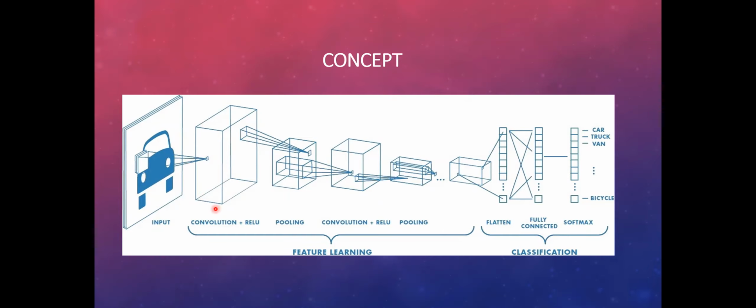So the convolution and ReLU here, ReLU is an activation. Convolution highlighted some features. The pooling reduced the size of the image. Then there is another convolution, and pooling further reduces the image. Then, and so on, so on, so on.